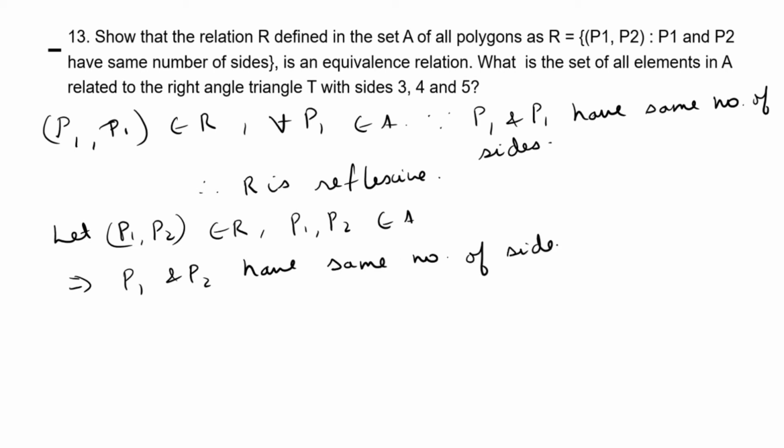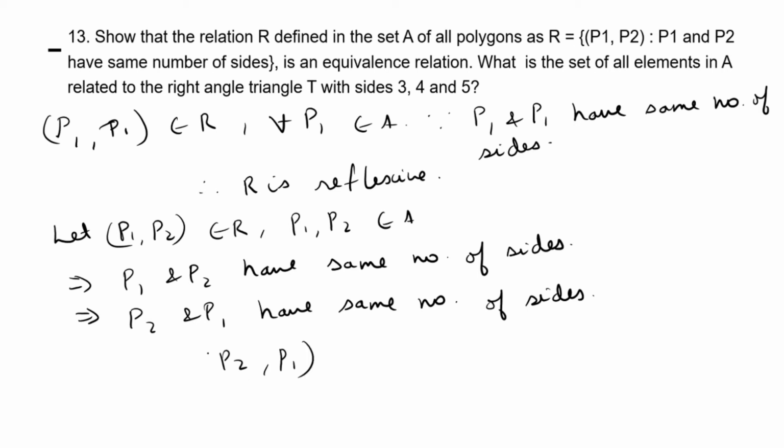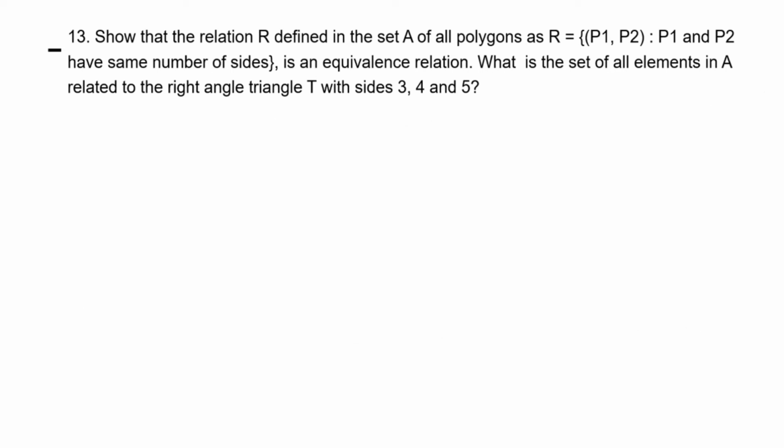If P1 and P2 have the same number of sides, then P2 and P1 also have the same number of sides. So which means the ordered pair (P2, P1) belongs to R. Therefore, R is symmetric. It may continue in the next page.